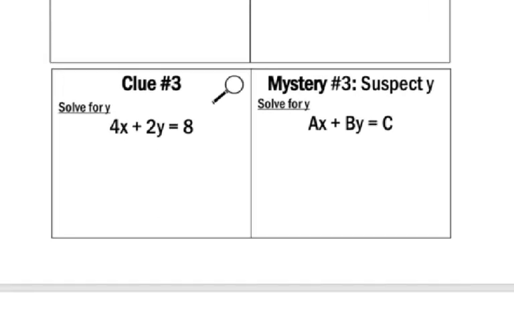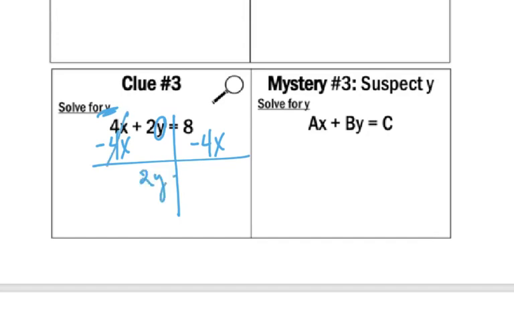Same idea, clue number 3. So in clue number 3, this is what you guys did last class. That's why we tied this in at this point of the lesson. So last class, you guys solved for y. To solve for y, we move the piece that's not attached. That's a 4x. So I subtract 4x on both sides. That leaves me with 2y is negative 4x plus 8.